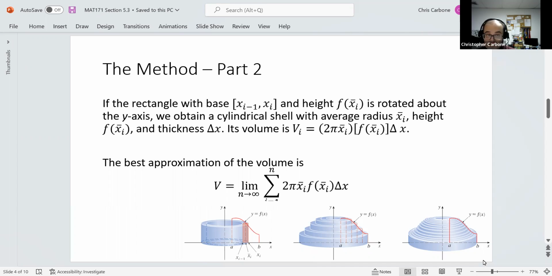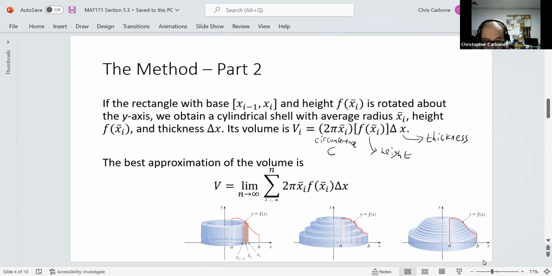Its volume v sub i is 2 pi times x sub i bar times f of x sub i bar times delta x. So we have here the circumference, this is the height, and this is the thickness. So circumference, height, and thickness.